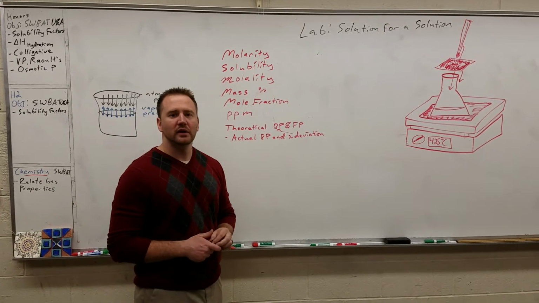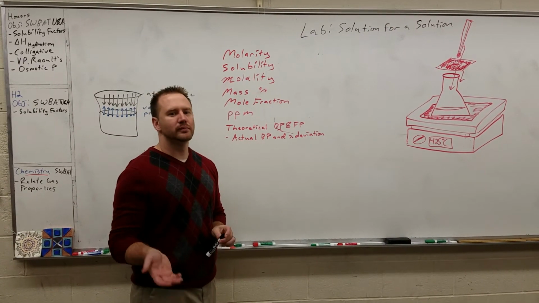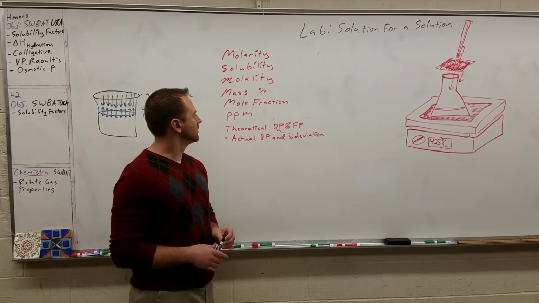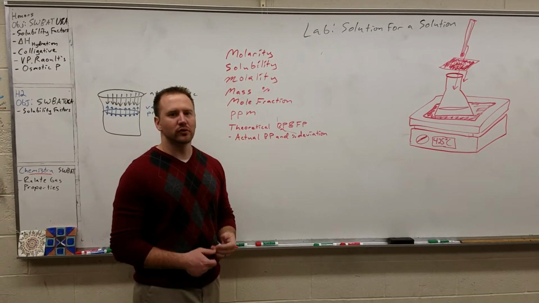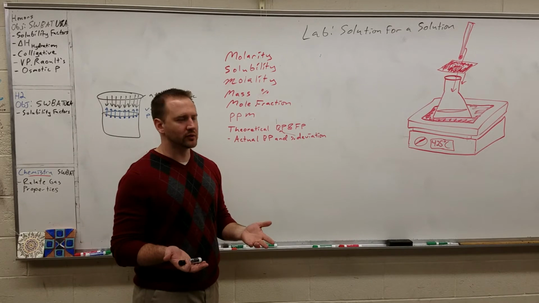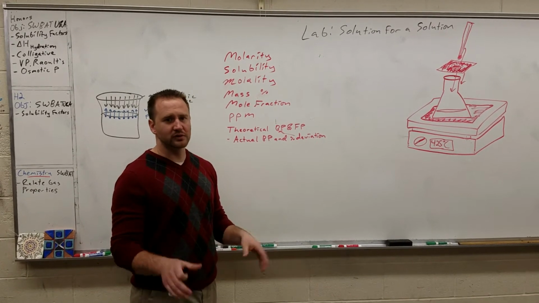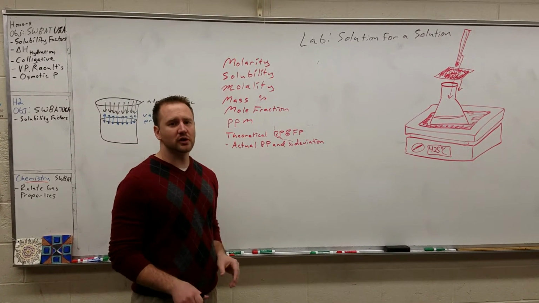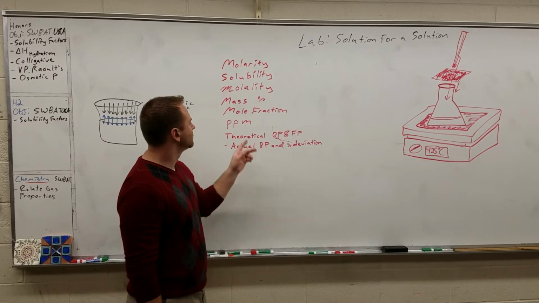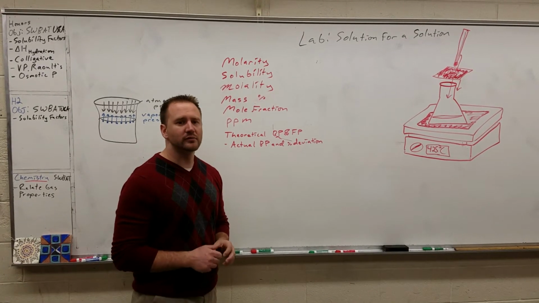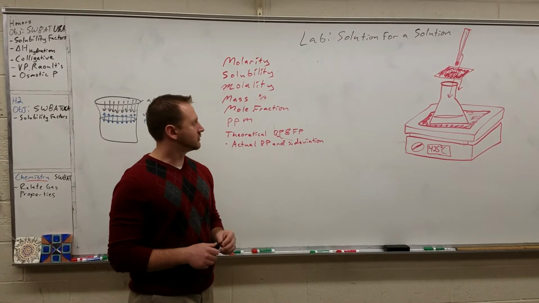Mass percent is the mass of the solute per mass of solution times 100. Mole fraction is moles of each component divided by the total number of moles. So two separate equations: one is the mole fraction of salt, one is the mole fraction of H2O. Parts per million is micrograms of solute per gram of solution.